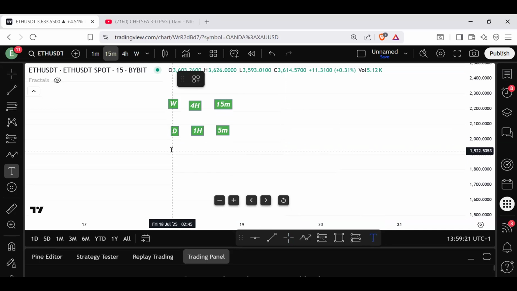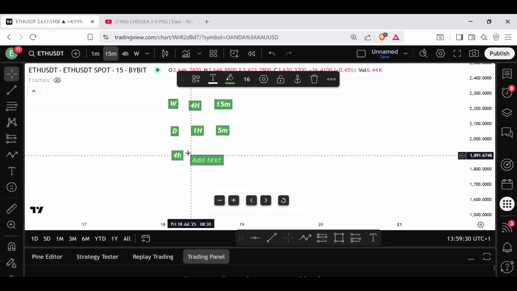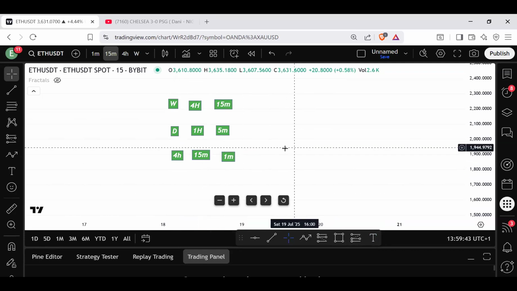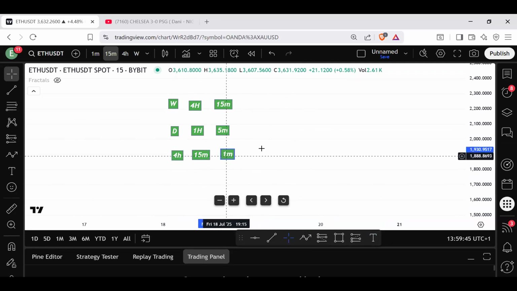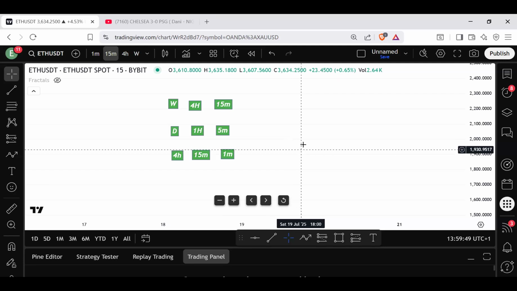And if you want to go lower, you can use another time frame. There's 4 hour, then 15 minutes, then 1 minute. That's another combination. So it depends on the size of the chart. We can select whichever we want like that, correct?